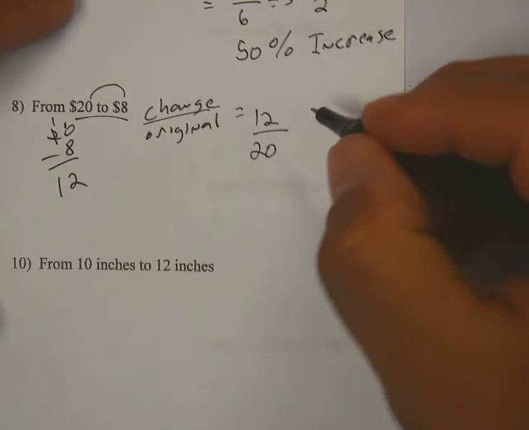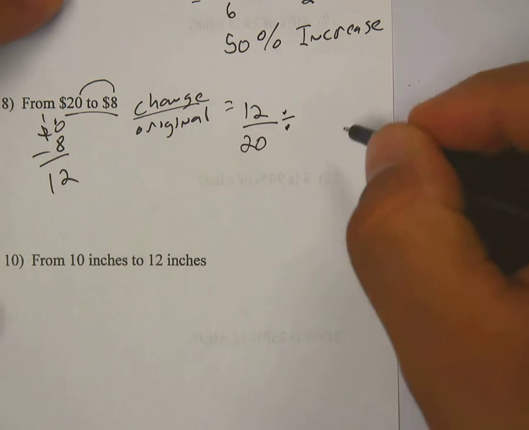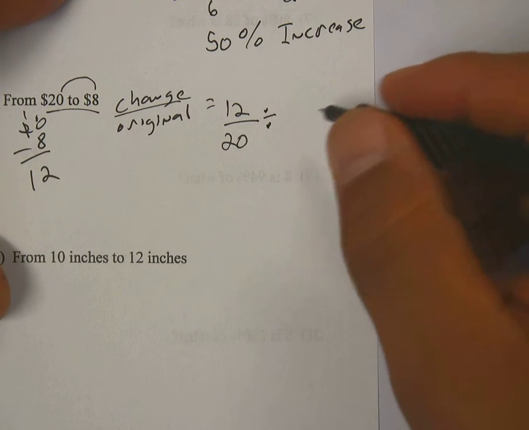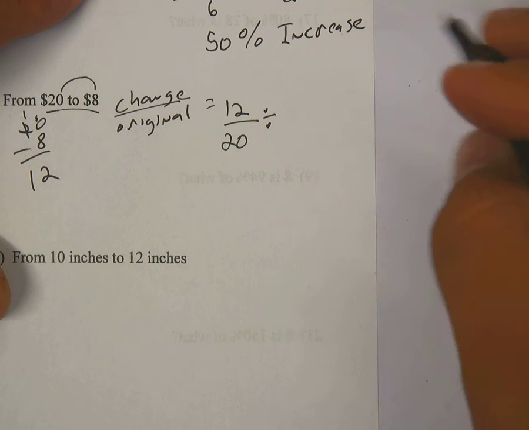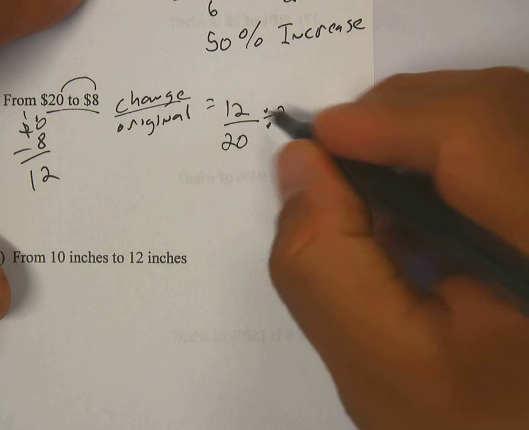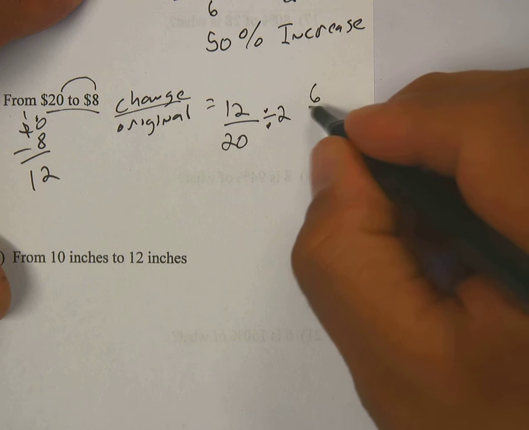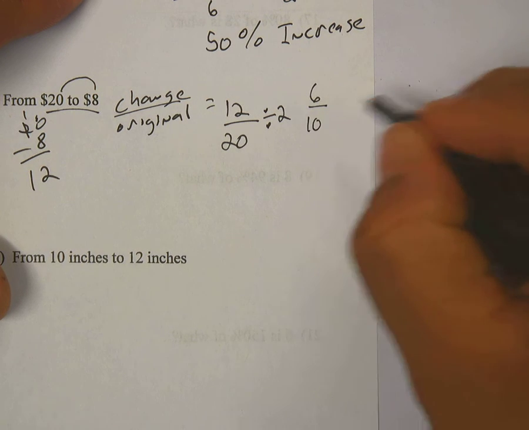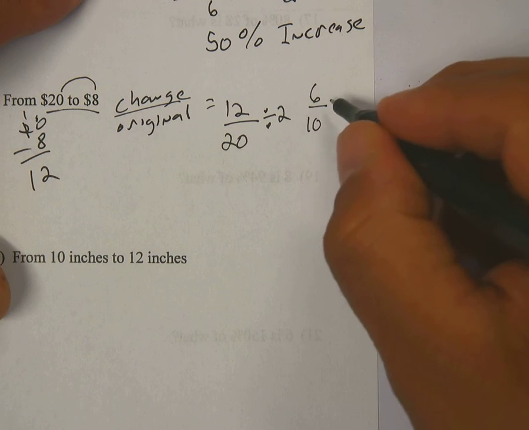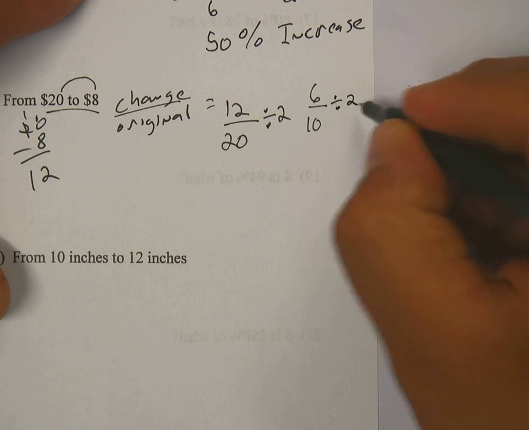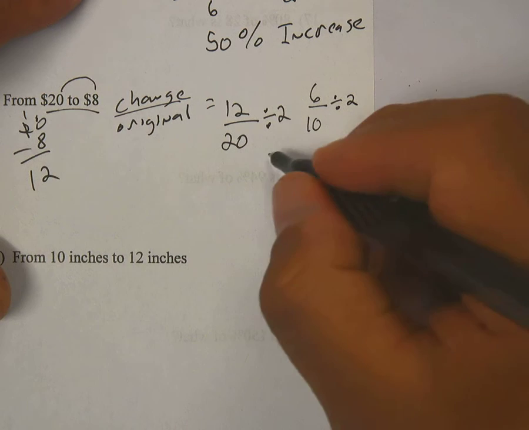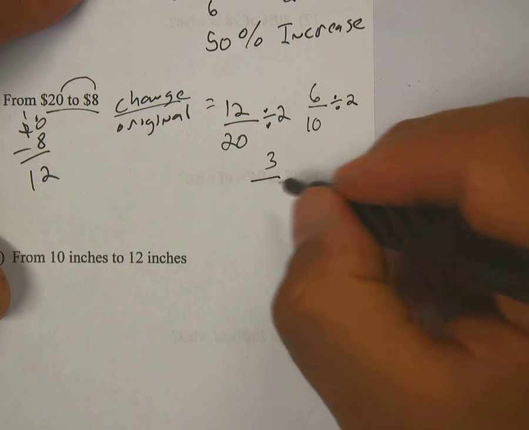Now, we're going to simplify this because I can make it smaller, reduce, before I try to do it using division. I can simplify it by 2. 12 divided by 2 is 6. 20 divided by 2 is 10. Okay. I can see here that I can make it even smaller by 2 again. 6 divided by 2 is 3. 10 divided by 2 is 5.